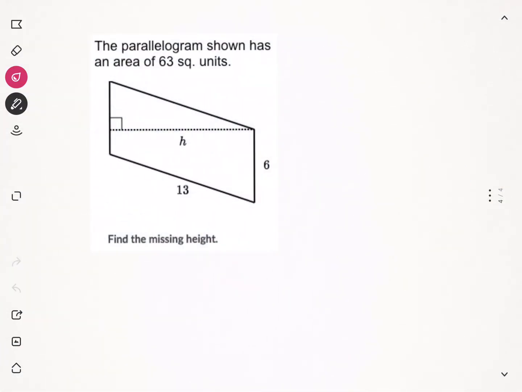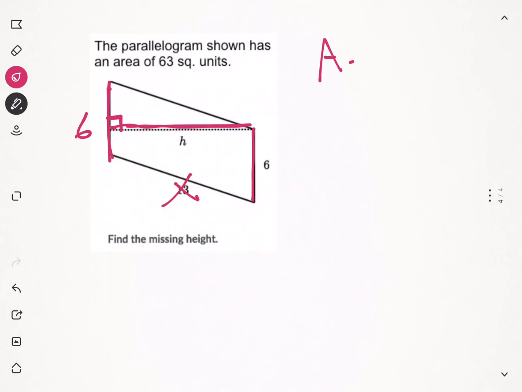Last example. Okay, this parallelogram has been turned on its side. Same idea though. If this side over here on the right is 6, this side is also 6. We look for that right angle. That's going to connect the base to the height. And that shows us that we don't need to use that 13.